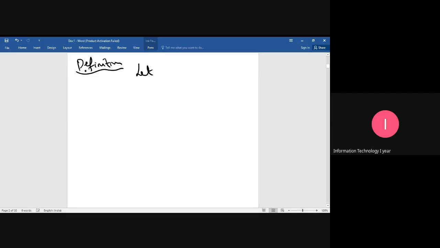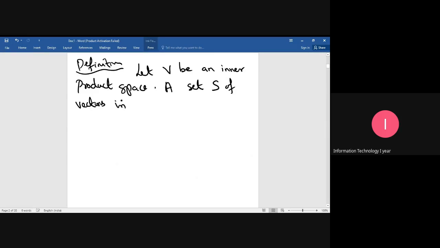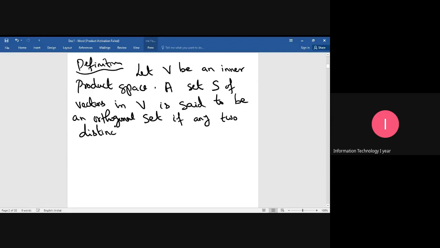Let V be an inner product space. A set capital S of vectors in V is said to be an orthogonal set if any two distinct vectors in capital S are orthogonal. So this is one definition.